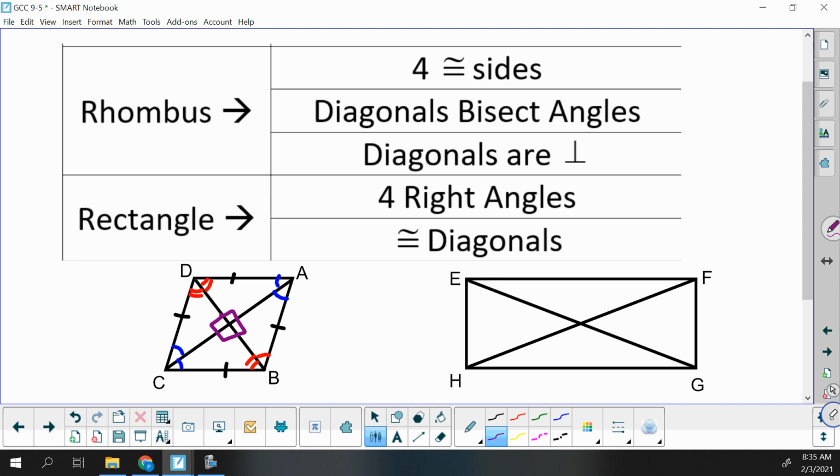A rectangle, you get additional properties. One of them is that there's 4 right angles. So each of these big angles here would have a box. And then the other thing we have is the diagonals are congruent. So from E to G is congruent to H to F. And that's kind of hard to mark up in our picture because they're crossing, but that's a property that we get.